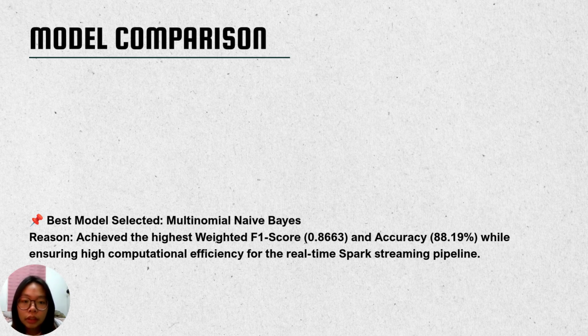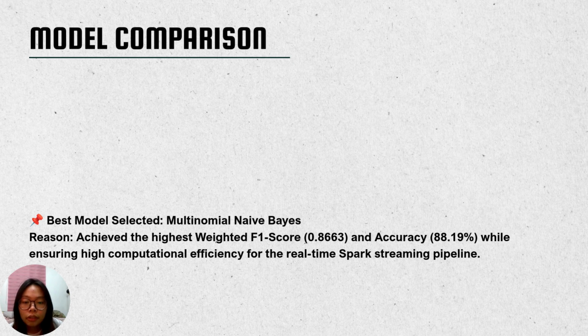Next is our model comparison. We evaluated all three fully trained models against an independent test dataset of 1,279 samples. Because of our skewed data distribution, we rely heavily on the weighted F1 score as our primary comparative benchmark. As highlighted by the star symbol, multinomial Naive Bayes emerged as the overall winner, achieving the highest accuracy at 88.19% and the top weighted F1 score of 0.8663. While the linear SVM managed to secure a slightly higher macro F1 score of 0.64, indicating marginally better class by class equity, we ultimately finalized multinomial Naive Bayes as our best model selected.